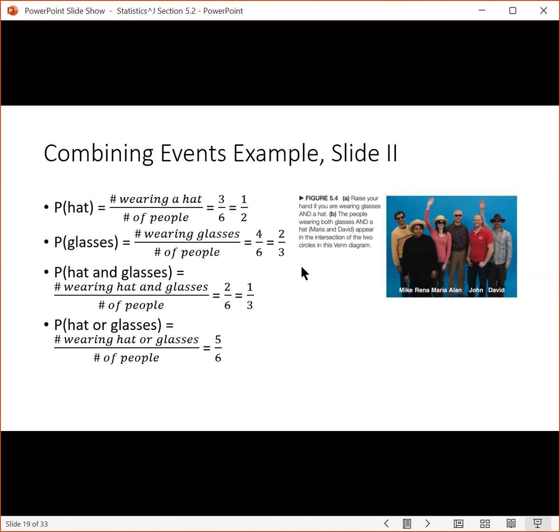That reduces to 1/2. How many are wearing glasses? All right, so we said, I guess that was 1, 2, 3, and I guess that person was wearing glasses, so it's hard to tell. And that looks like that was correct. 4 out of 6, which reduces to 2 out of 3.